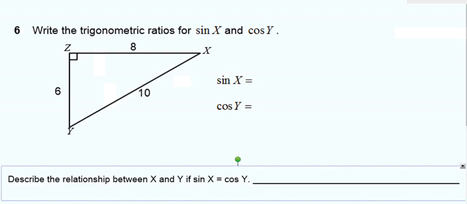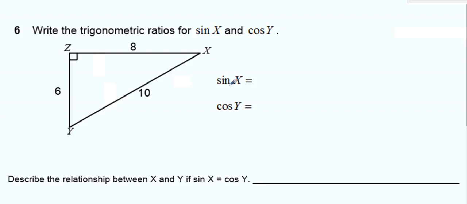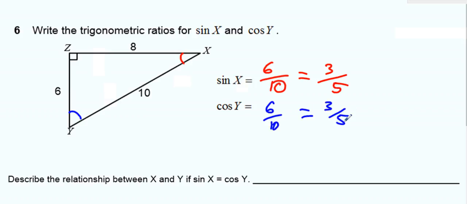So we're going to write the ratios for sine of x and cosine y. So sine of x, we're looking at this side. Sine is opposite over hypotenuse. Here would be our opposite, 6. And the hypotenuse is 10. We could reduce that to 3 over 5. That would be okay too. And then for y, that would be adjacent, which is 6, because we're doing cosine, over the hypotenuse, which is 10. Again, you could reduce that to 3 over 5 if you wanted. Either is okay.